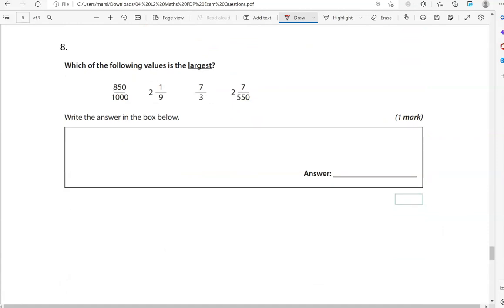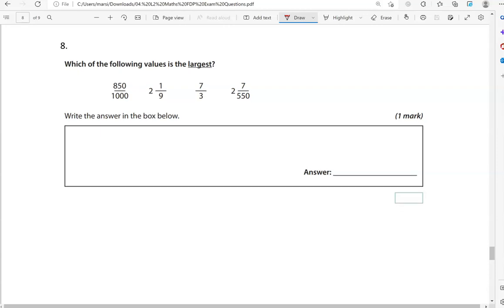Which of the following values is the largest? Write the answer in the box below. So looking at these numbers, 850 out of 1,000. Then we have 2 1/9, 7/3, 2 and 7/550ths.